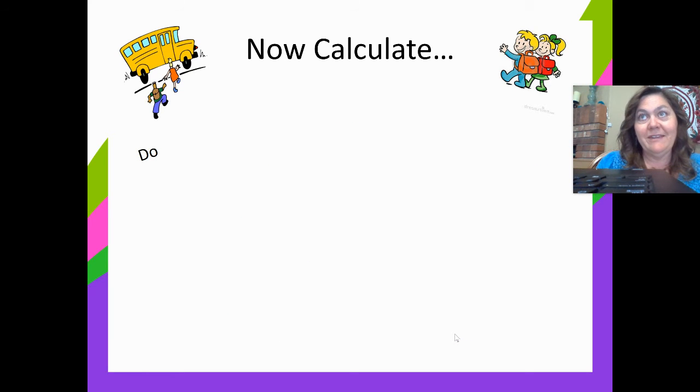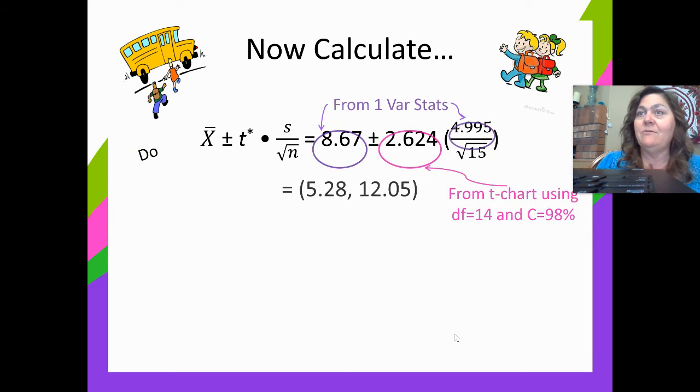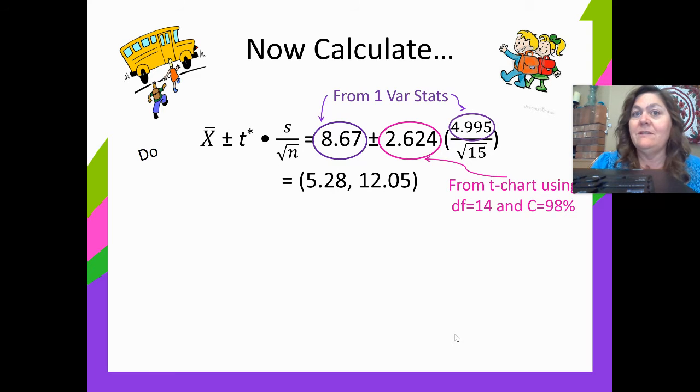So let's calculate. Okay, so I put up here our formula, x bar plus or minus t star times s over root n. You hopefully can go run 1-var stats if you have not already. That's where these numbers came from, 1-var stats. So again, if you need to pause me, run 1-var stats and make sure you get those numbers so that this is making sense to you. Don't just listen, do.